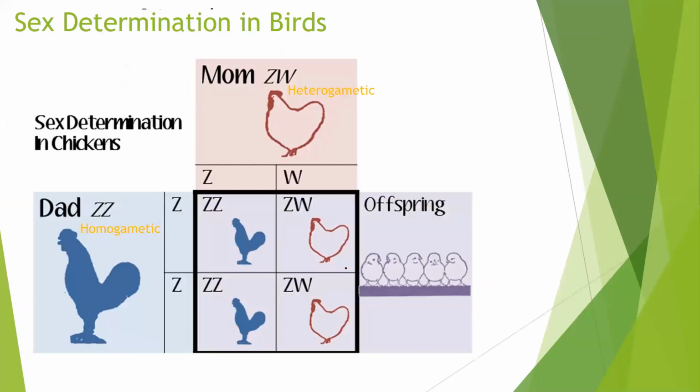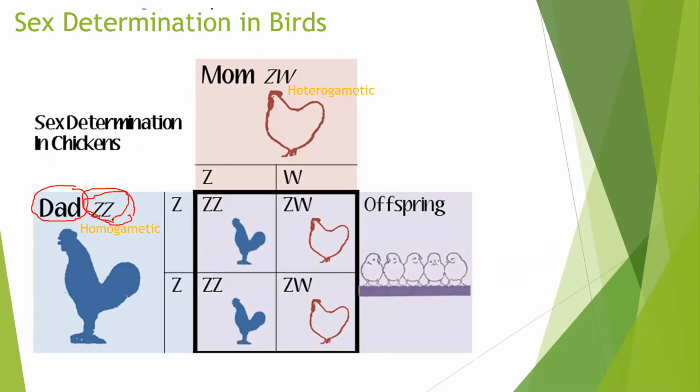Okay, so this is an example in birds. It's very different. In birds, the male birds are the homogametic. So this is different from human, right? In human, the male is XY. So in human, male is the heterogametic, but in birds, daddy is the homogametic one.